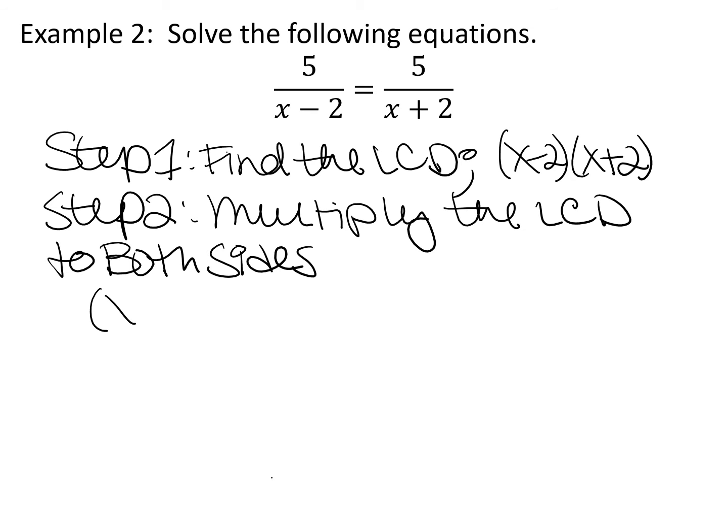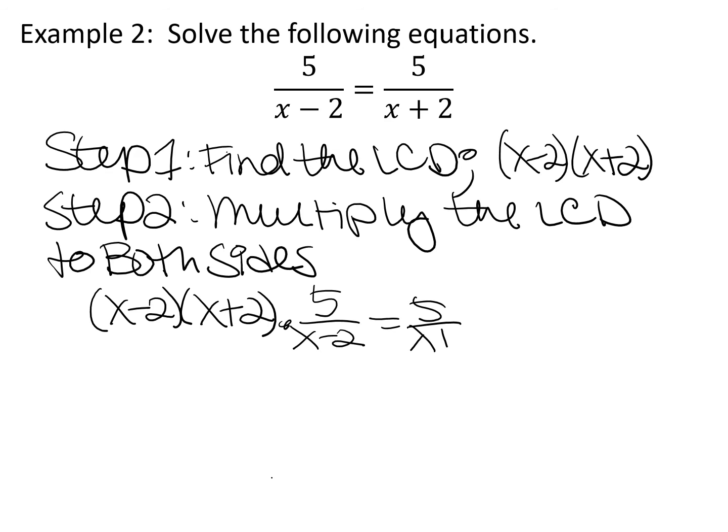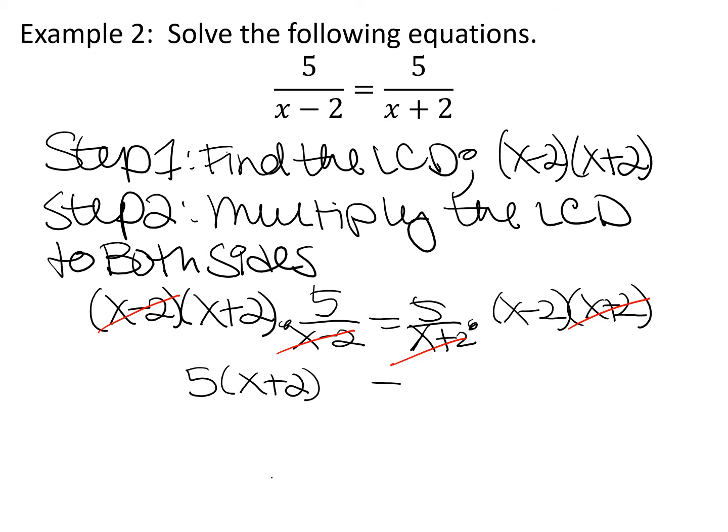Okay, and so that's going to be x minus 2 times x plus 2 times 5 over x minus 2. Okay, and so when I reduce, I see that cancel, cancel, cancel, cancel. I'm left with 5 times x plus 2 equals 5 times x minus 2.